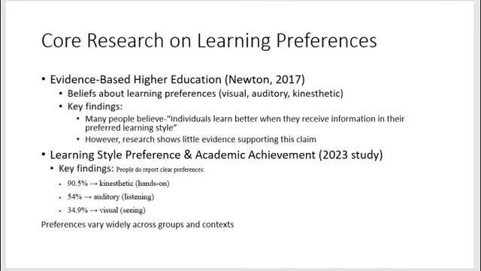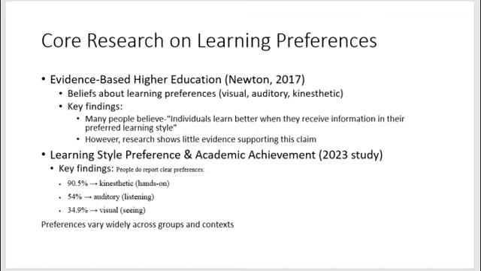So let's talk about the research on learning preferences. I will have a list of these articles where I'll hyperlink them for you so you can read the articles if you want to. But what we know is there's an evidence-based higher education article that came out by Newton in 2017. Basically, it's about beliefs about learning preferences: visual, auditory, and kinesthetic. Those three are kind of the major ones. We've recently added reading and writing to it.